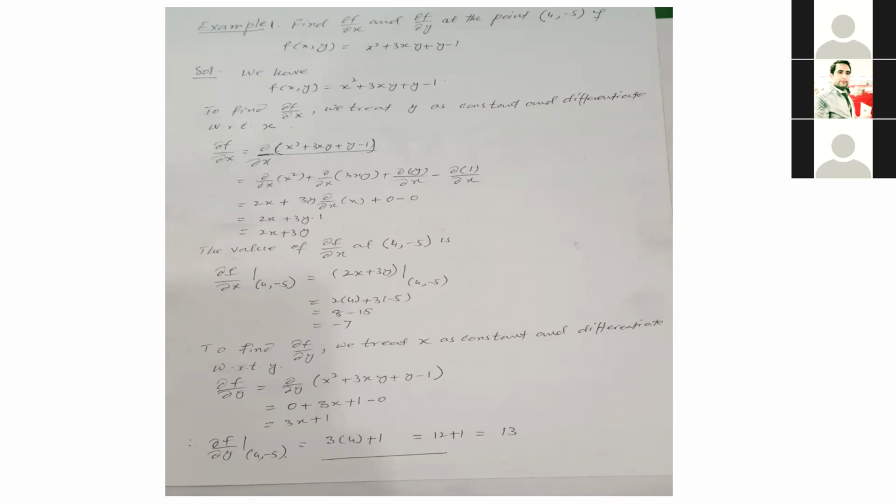So now we find the value of the function at the given point 4, minus 5. The value of del f by del x at the point 4 comma minus 5 is written as del f divided by del x, this vertical line, and down this 4 comma minus 5, which is the given point. On the other side, your del f is 2x plus 3y, vertical line, and this point. Here 4 is your x, and minus 5 is your y.